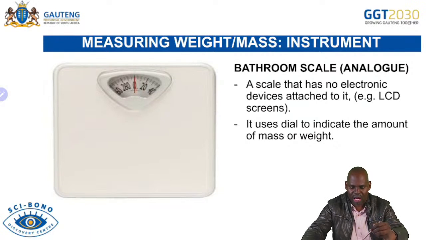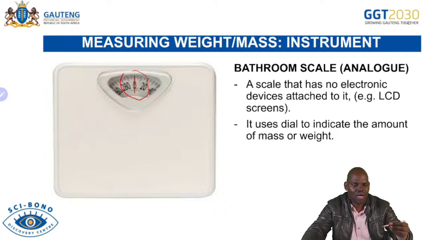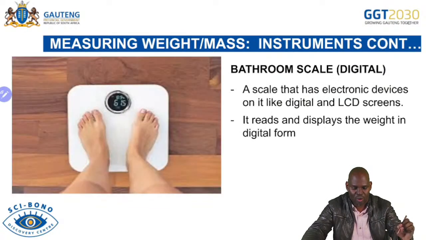Now, a bathroom scale, we've got this one of an analog, which is a traditional one, the analog bathroom scale. So this one, if you look at it, it's a scale that has no electronic devices attached to it, and then it uses a dial to indicate the amount of mass or weight. So this is the most common one or the traditional one.